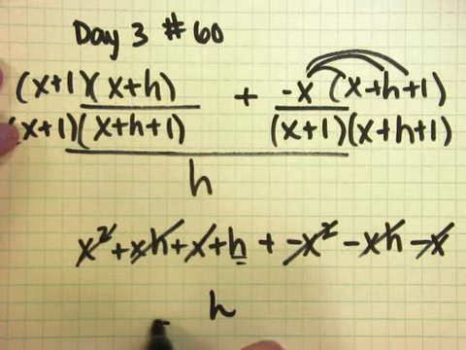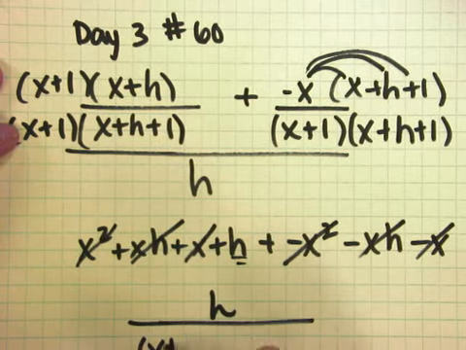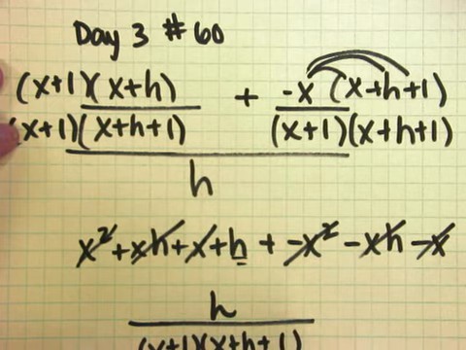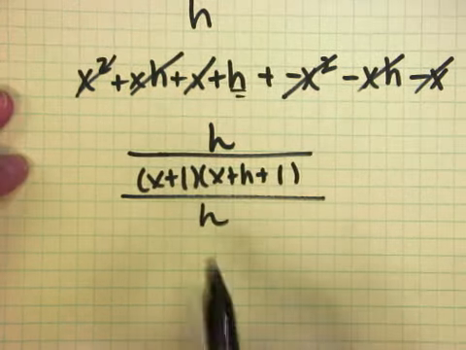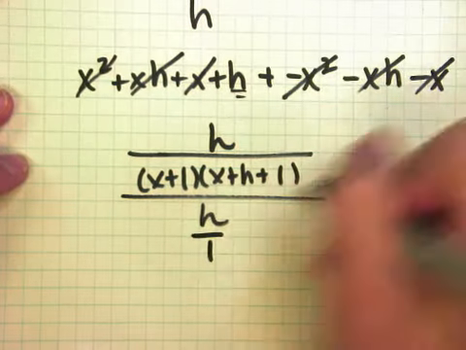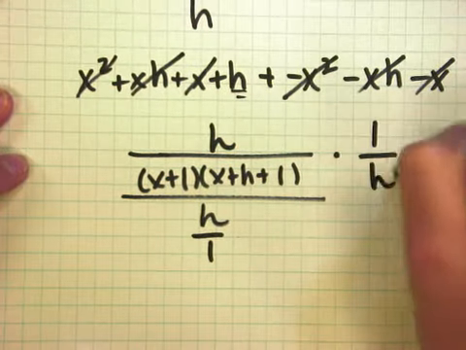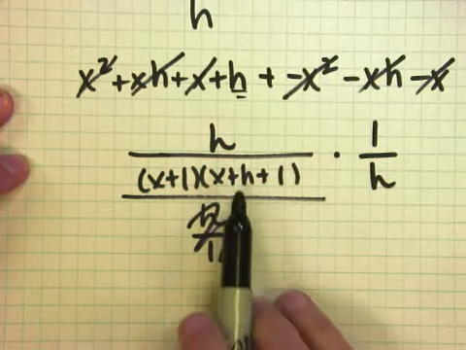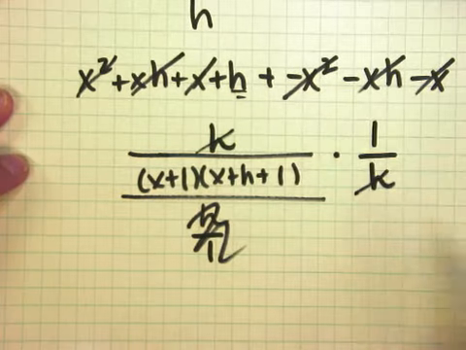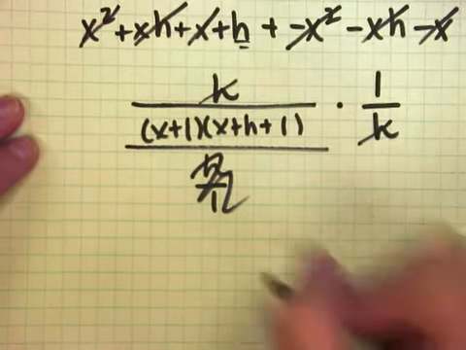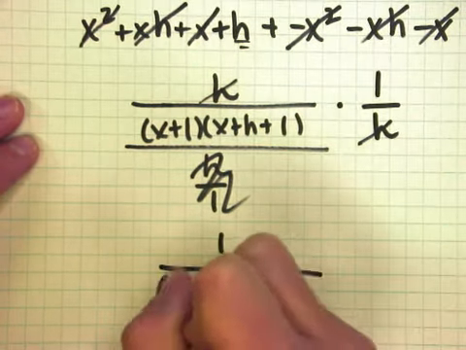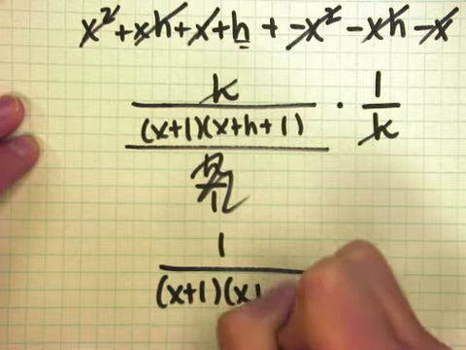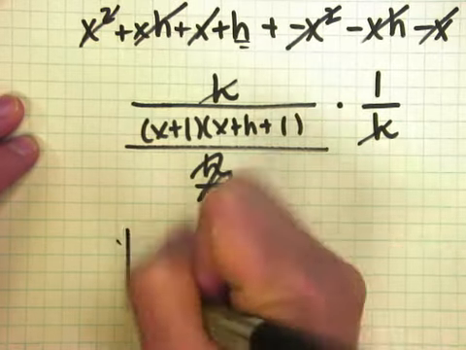So now in my numerator I have h over my common denominator of x plus 1 times x plus h plus 1, and this is all over h. Now, since dividing fractions is as easy as pi, we're going to flip the bottom and make it 1 over h. And then here I can reduce my h's, and so I'm left with 1 on top of x plus 1 times x plus h plus 1, and I'm done.